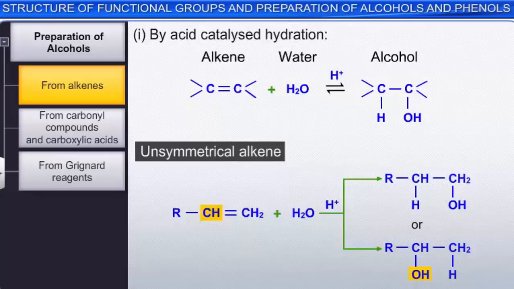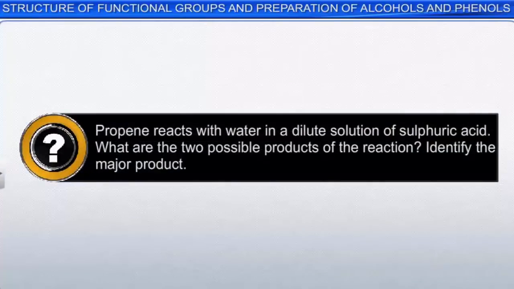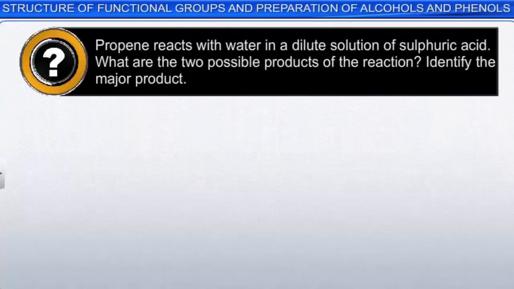Let's work through a problem to show the application of Markovnikov's rule in acid-catalyzed hydration of alkenes. Propene reacts with water in a dilute solution of sulfuric acid. What are the two possible products of the reaction? Identify the major product. Start by drawing the structure of propene. Notice that one carbon in the double bond has one hydrogen atom attached, while the other has two.